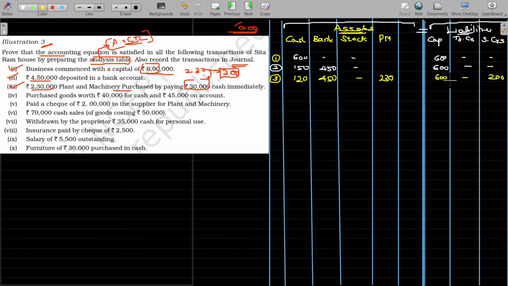800 rupees, and liability side also 800 rupees. So it's matching. So as per the third transaction, it's matching. No need to worry about that. So now let's move on to the fourth one.